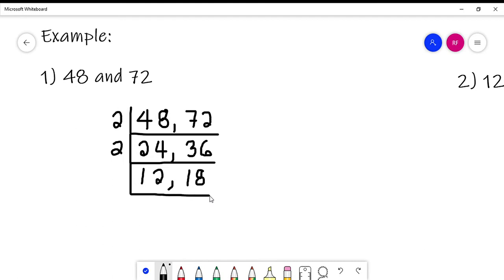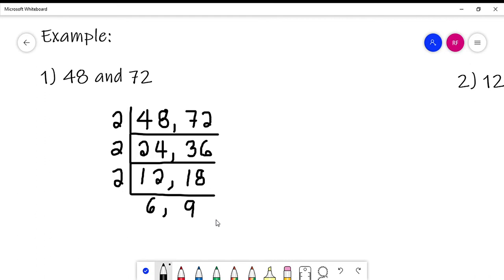Next, take a look. 12 and 18 are still even numbers. I mean, there are still numbers that we can divide from them. So we can still divide both numbers by 2. So 12 divided by 2 is 6, and 18 divided by 2 would be 9.